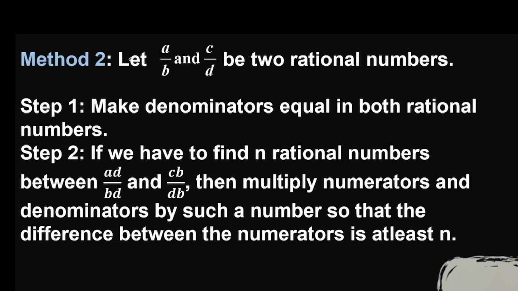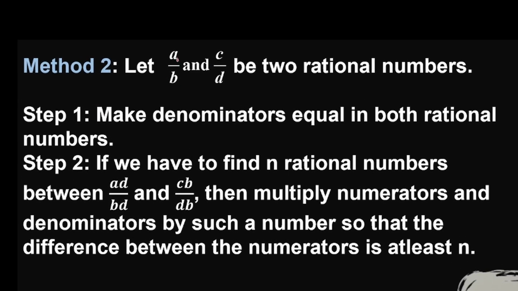The strategy is this. Suppose I have two rational numbers a by b and c by d. Step number 1, make the denominators the same. In a fraction, if I multiply the same number in the numerator as well as the denominator, the number will not change. Using that strategy, make the denominator the same first.